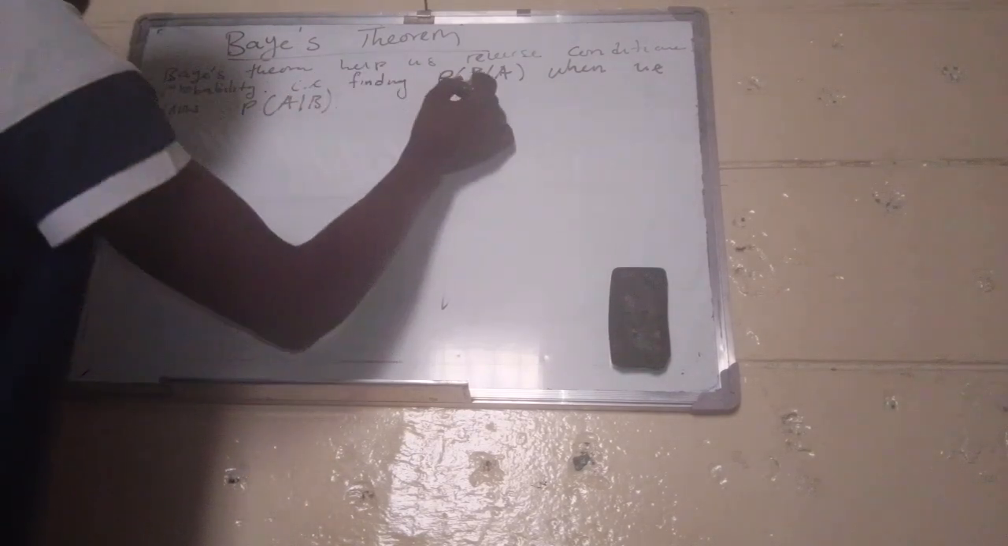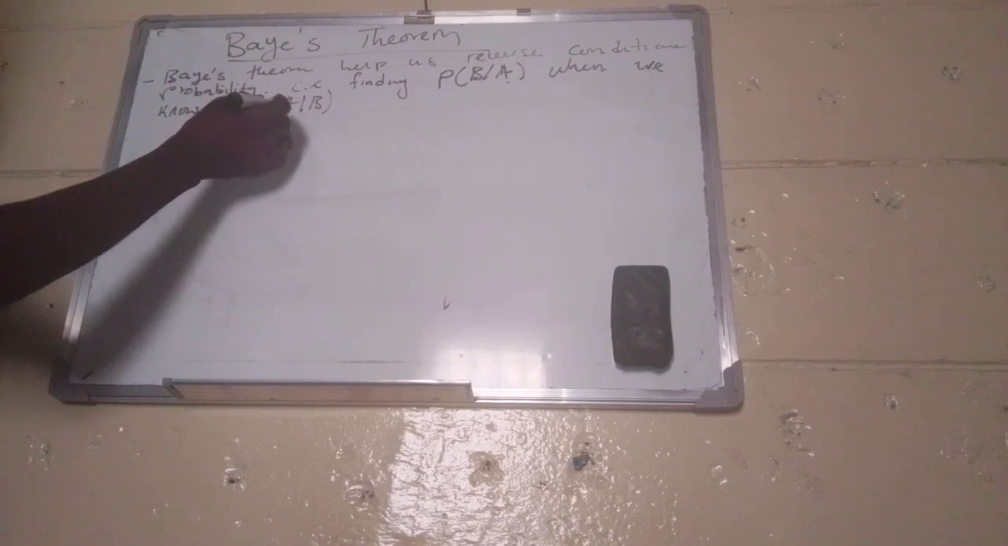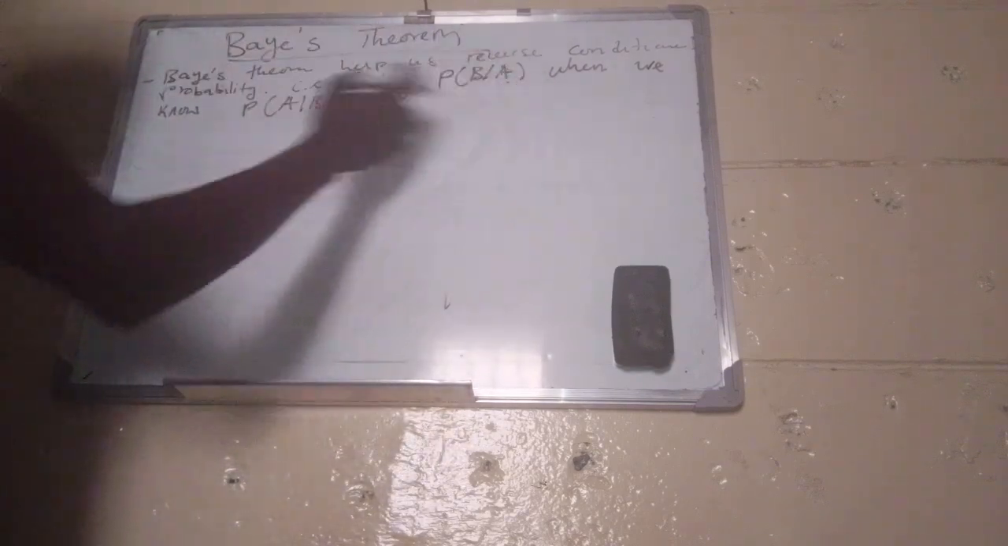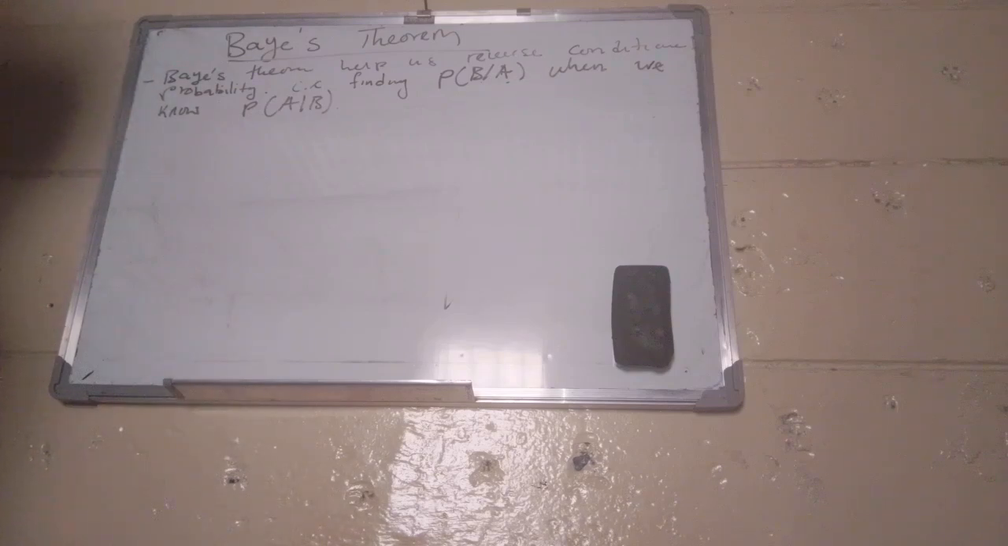So we are looking at the Bayes theorem. Under the Bayes theorem, I'm simply saying that it helps us reverse the conditional probability rules, where we are taught to find the probability of B given A when we know the probability of A given B. Just the reverse, just reversing the conditional probability.